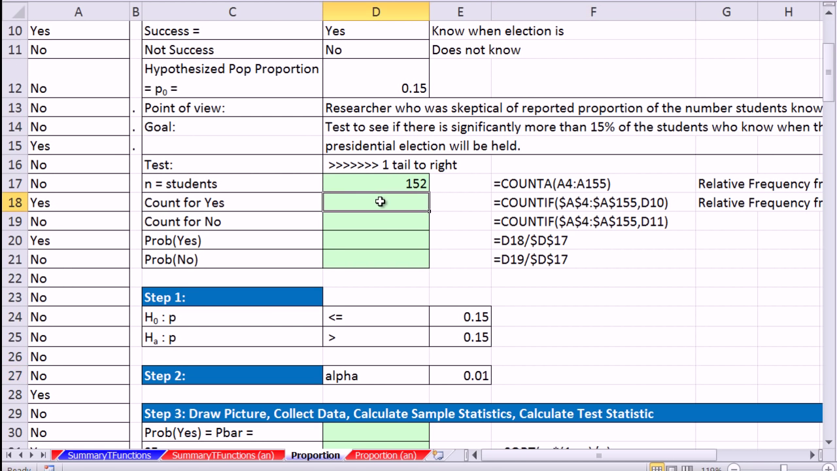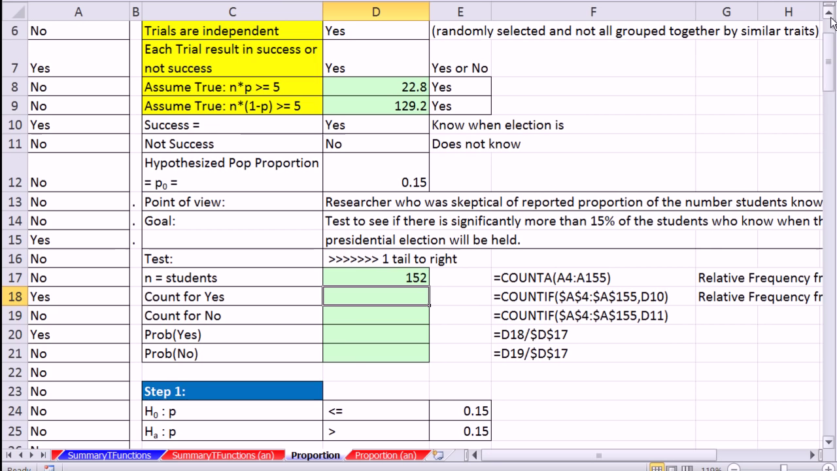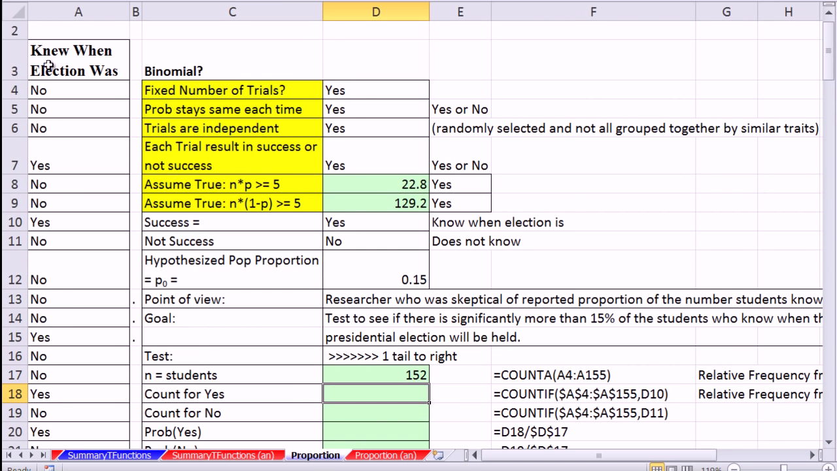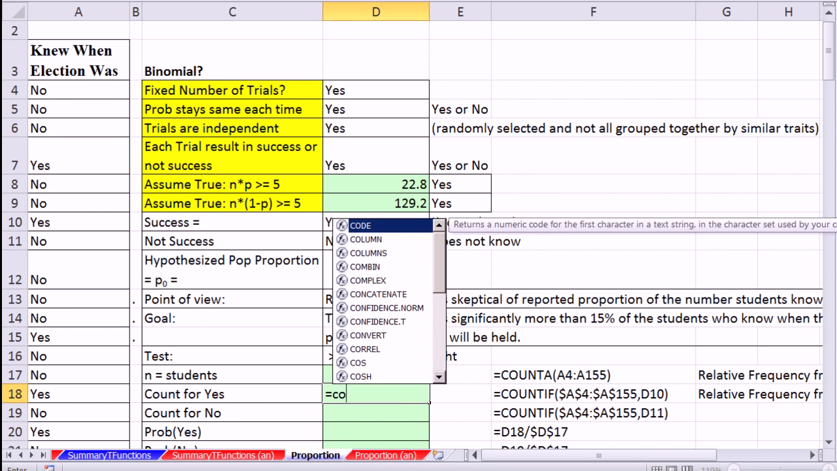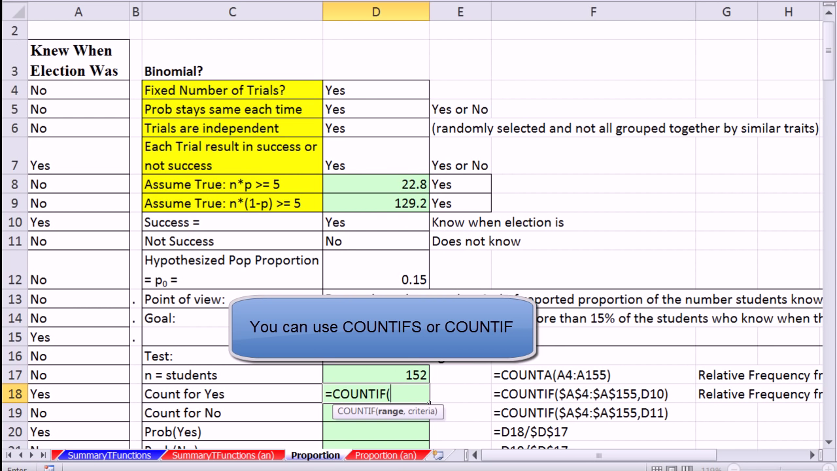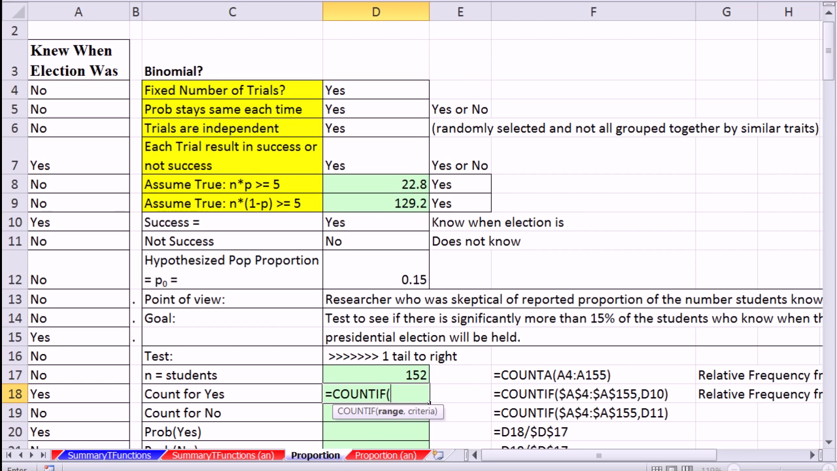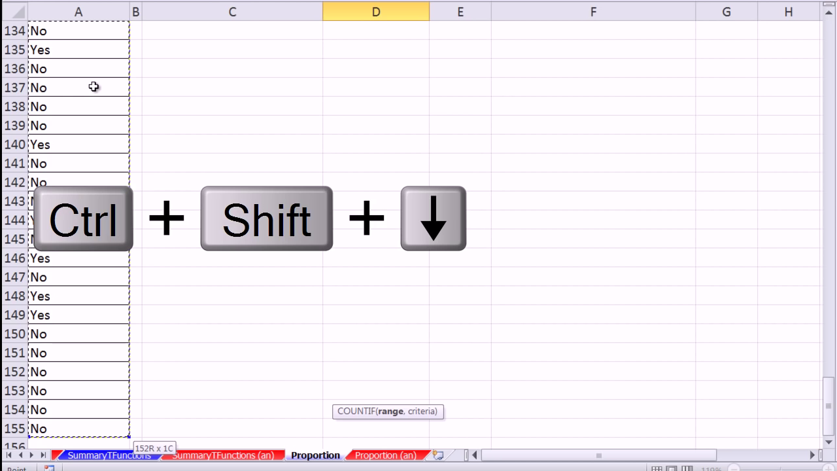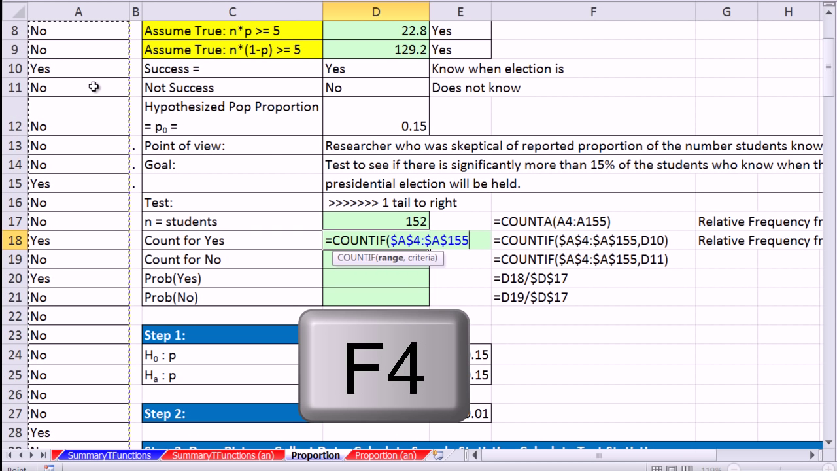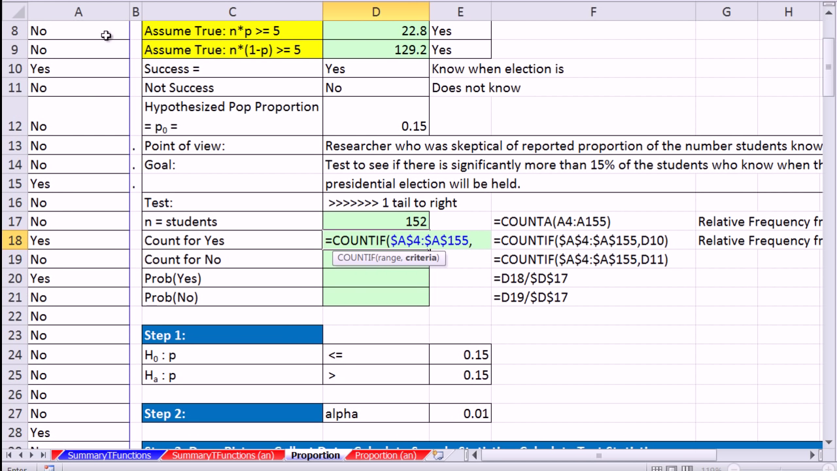All right, now we need to come up and make some calculations from our sample. We have a sample, yes or no, knew when the election was. I'm going to count the yeses and the nos. So we're going to use the function COUNTIF. Count not everything, but count if some condition is met. For the range, I'm going to click in that top cell, Control-Shift down arrow, and F4 to lock it, comma. And I've set up my criteria, yes and then no, on top of each other. So I'm going to click there as a relative cell reference.